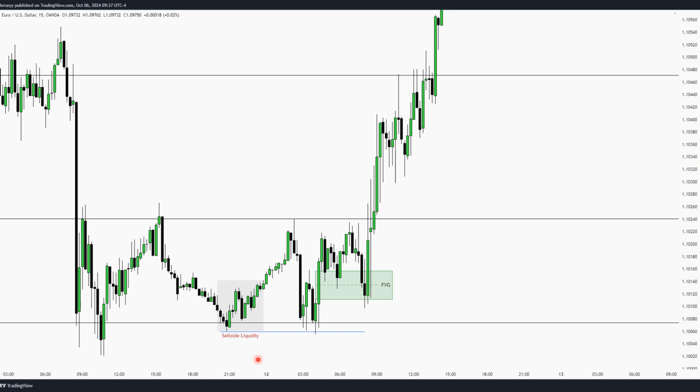In the first example, EU traded into a weekly fair value gap denoted by these two horizontal lines. This is the premium level of the fair value gap, and this line represents the discount level of the fair value gap. Notice that on this day, the Asian session's high was taken out before 2 a.m., which brings us back to what I've said before.